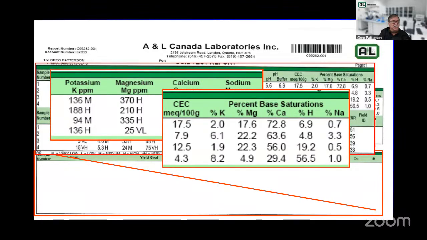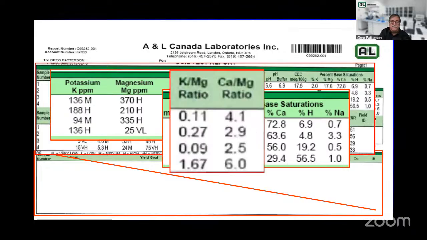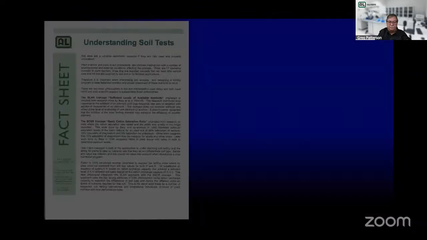We don't make recommendations based on that, but we put that on the report and teach our customers how to use that information to do a better job with fertility recommendations. The other thing on our report that's different than most people is this K to magnesium ratio I already talked about, and also a calcium to magnesium ratio that has a lot to do with the fundamental growth of the crop that you're trying to produce, and basically give you the right information on what materials you need to apply and how much of each material you need to apply.